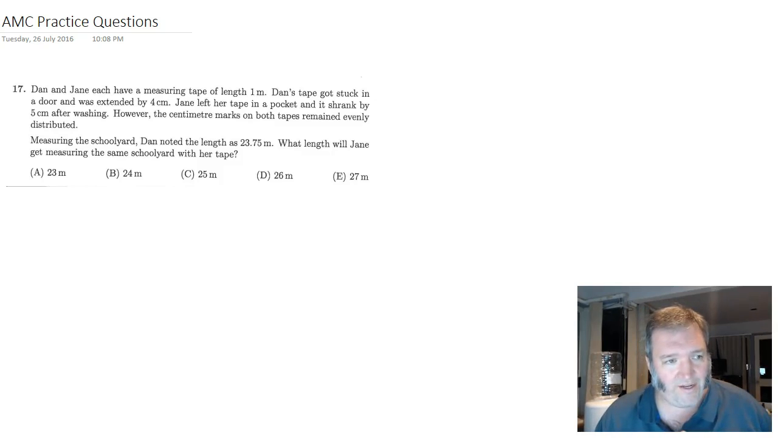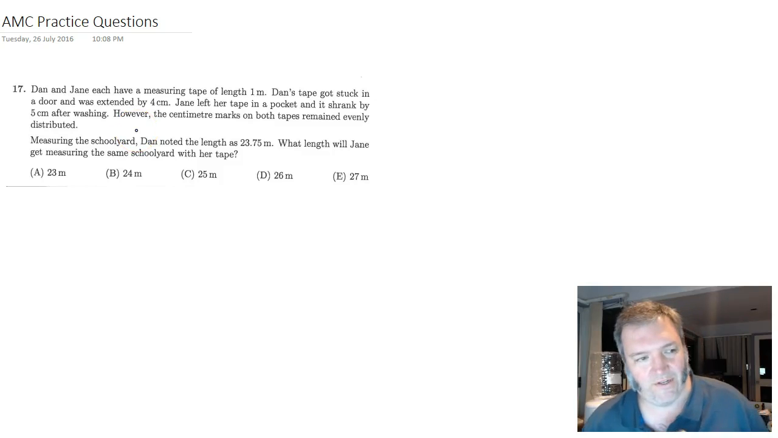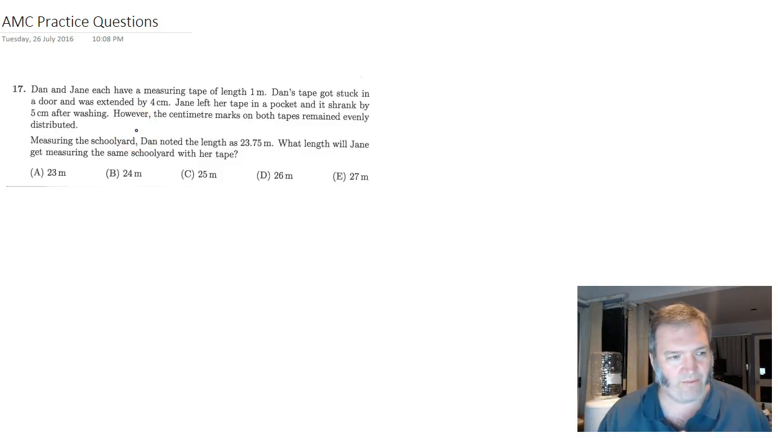Dan and Jane each have a measuring tape of length 1 metre, but Dan got his stuck in a door and it extended by 4 centimetres, so it's now 1 metre and 4. And Jane left hers in a pocket and it shrank when she put it through the wash, and it's now 5 centimetres shorter than it was. So it says 1 metre, but it's only 95 centimetres. Conveniently for this question, the centimetre marks on both tapes remained evenly distributed. Yes, coincidence, I know, but that's good. It makes it a workable problem.